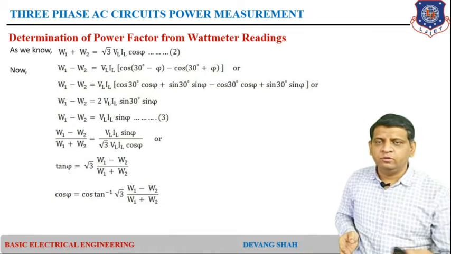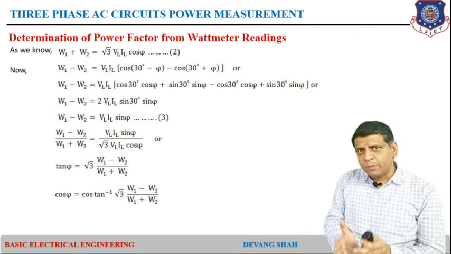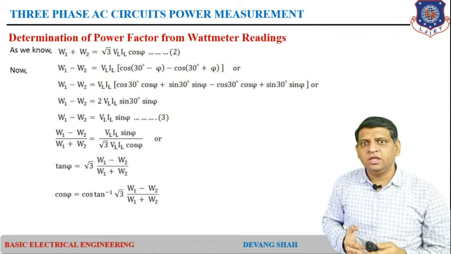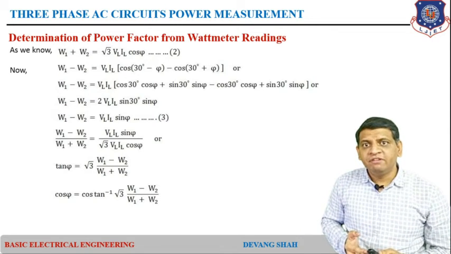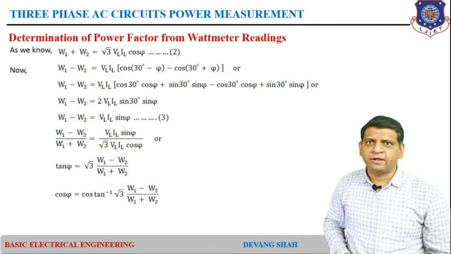I carry forward this equation, and you can see the total cos phi, that is nothing but the power factor. So, power factor is equal to cos phi, that is equal to cos of tan inverse in bracket root 3 (W1 minus W2) divided by (W1 plus W2). In this way you can also find the power factor, right.